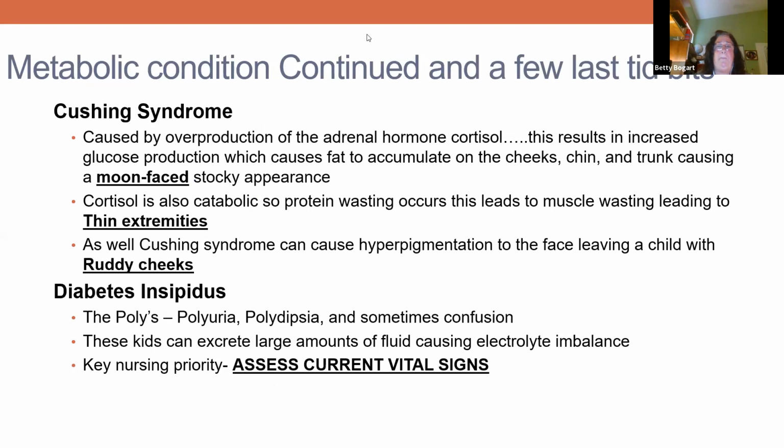Cushing syndrome. Cushing syndrome is when there are too many steroids in the body. Most of the time, this is because you take steroids for conditions. Cortisol, steroids, it's the same thing. The adrenal gland produces cortisol. We take steroids, which is that synthetic cortisol.